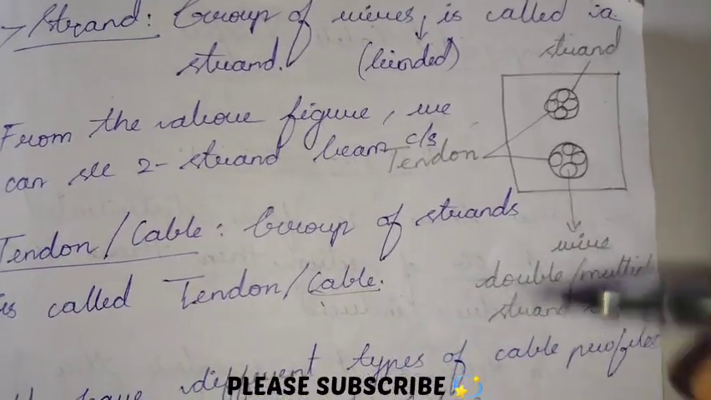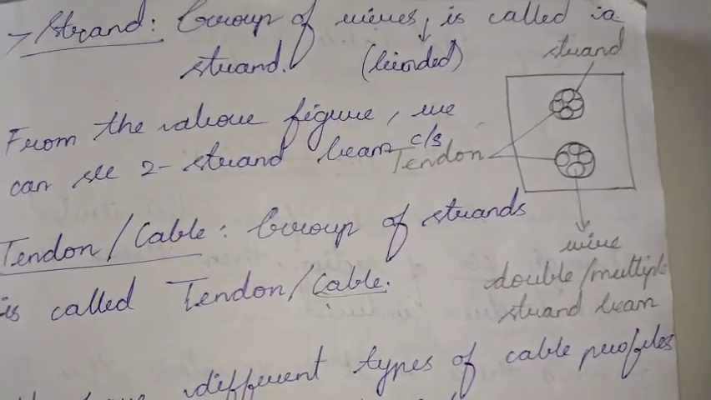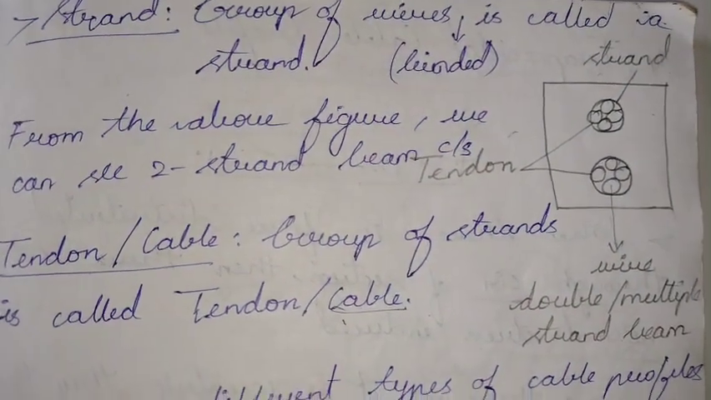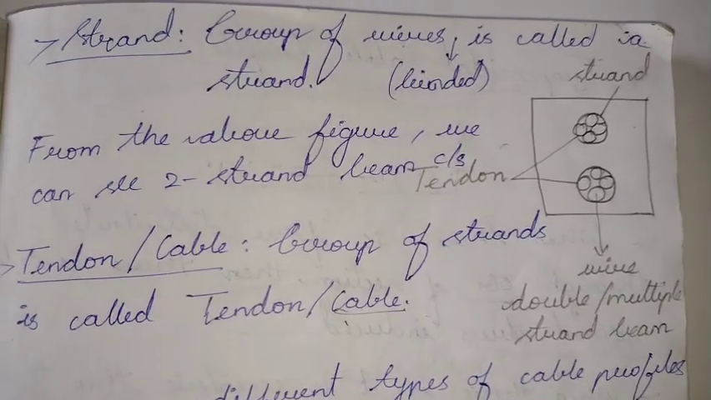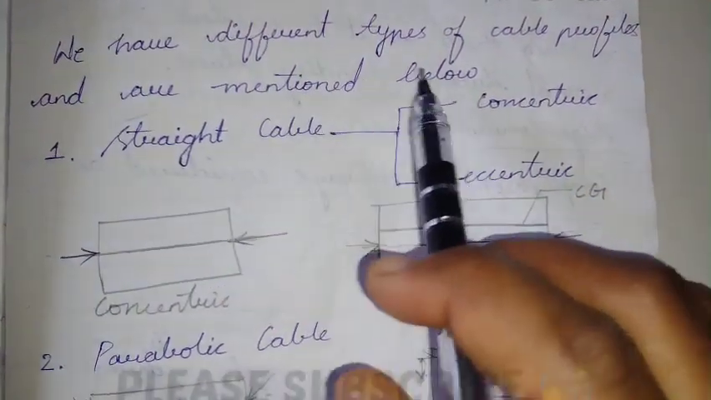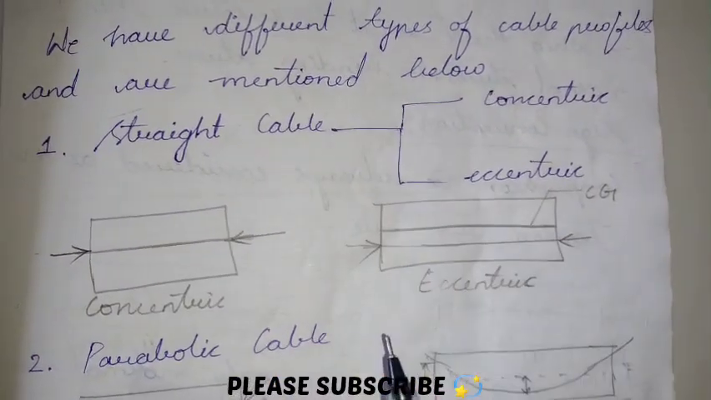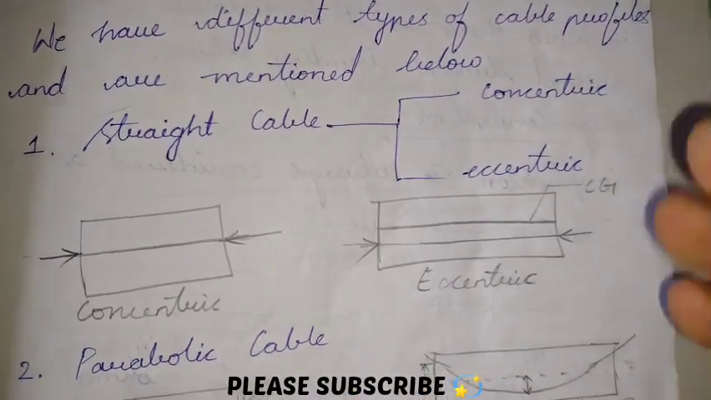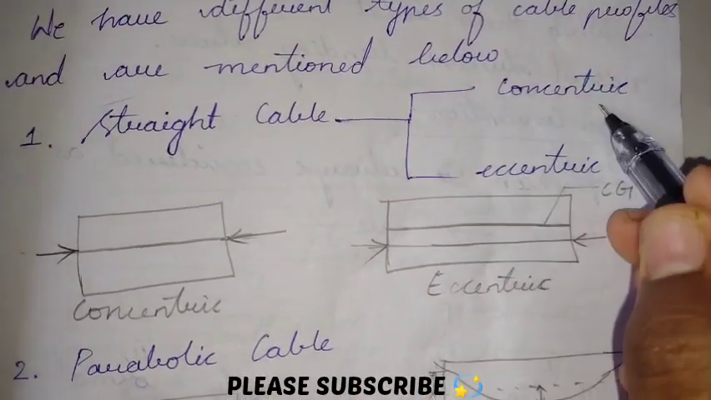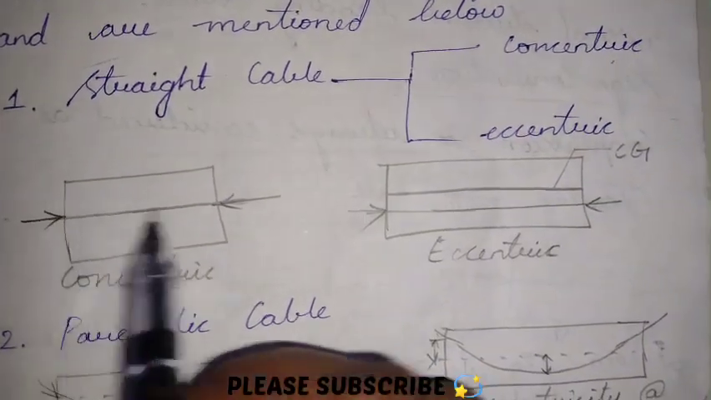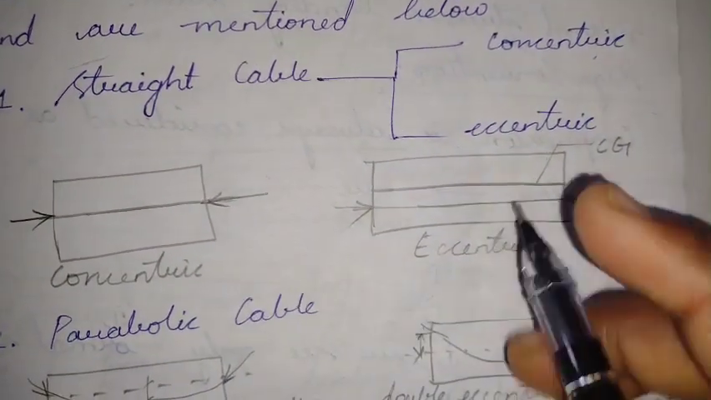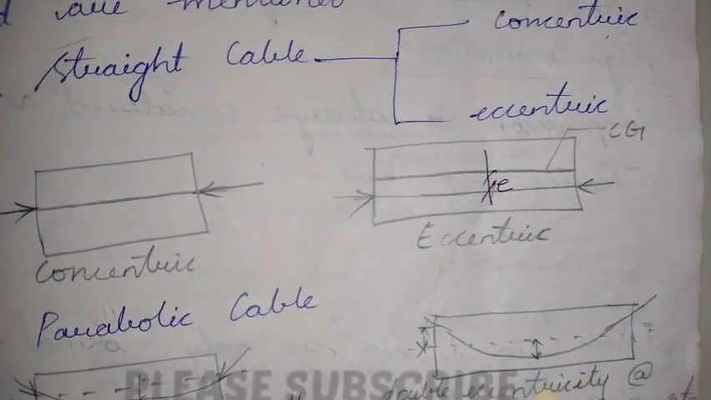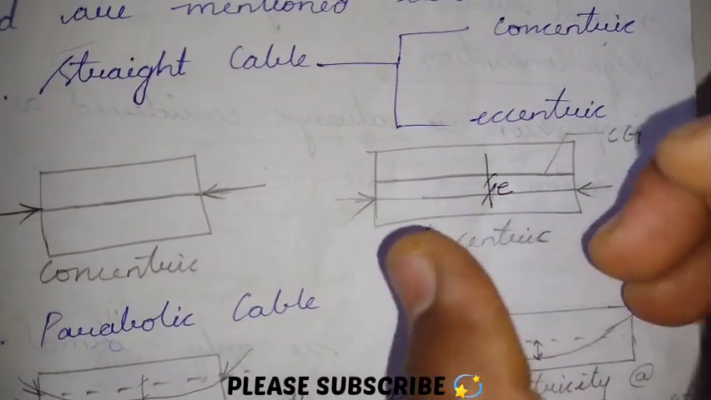Depending upon the load acting, we can also select the cable profile, that is the axis of provision of cable. We have different types, which we will see one by one right now. We have different types of cable profiles mentioned below. First of all, we have the straight cable, which is further classified as concentric and eccentric. Concentric is one that passes through the centroidal axis of the member. Eccentric is at a distance e from the centroid, some eccentricity.